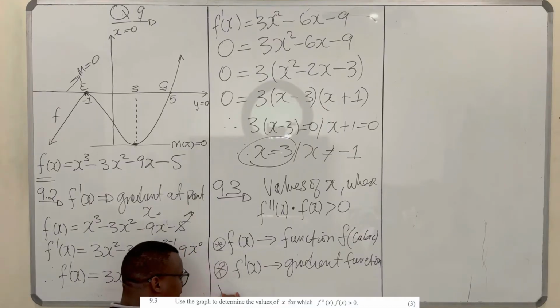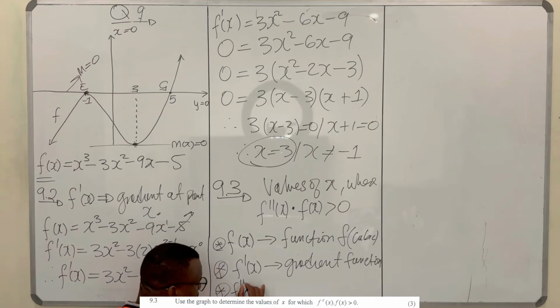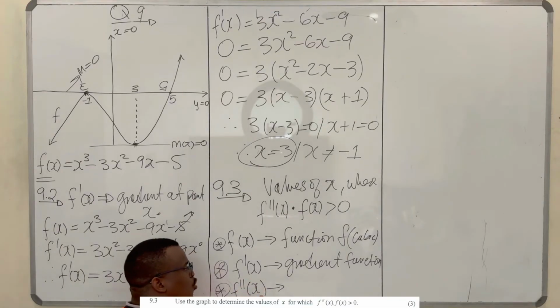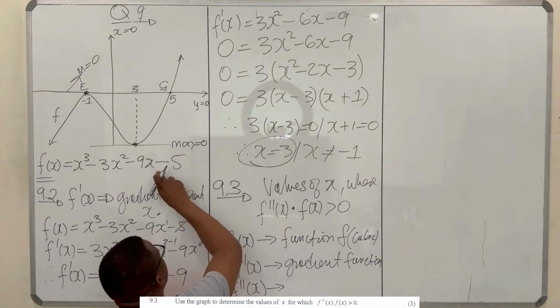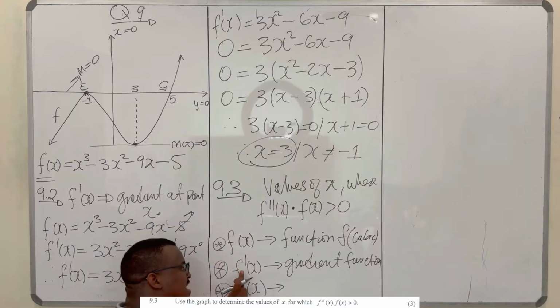Then now, third question is what is f prime prime at x? So f prime prime at x is a function as well. But what does it tell you? Your f of x is the original cubic function you are given. If you derive it, you get f prime at x, and f prime at x gives you a gradient at a point. So we can say this is a gradient function. Then what is f prime prime at x?